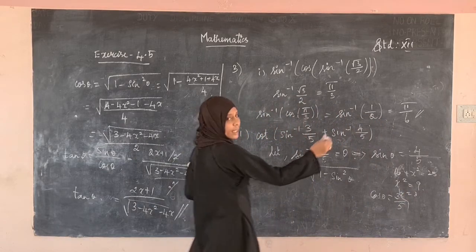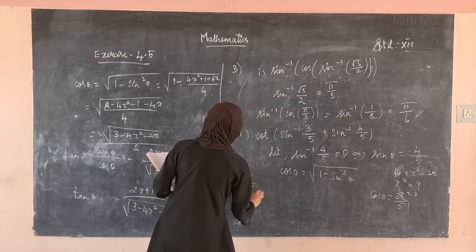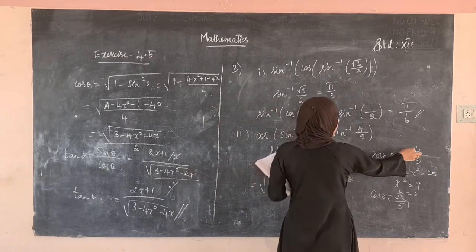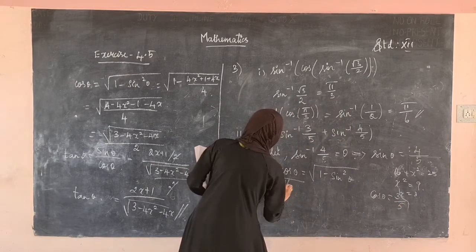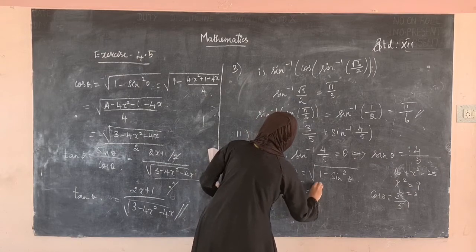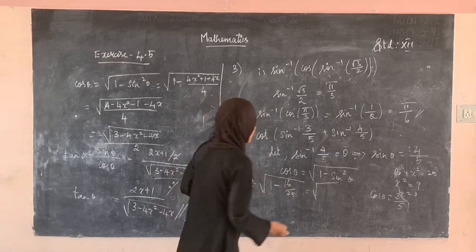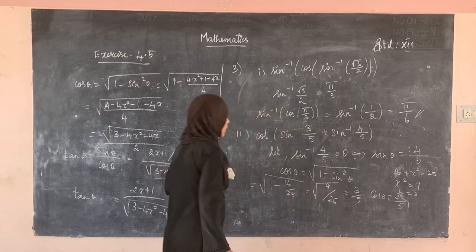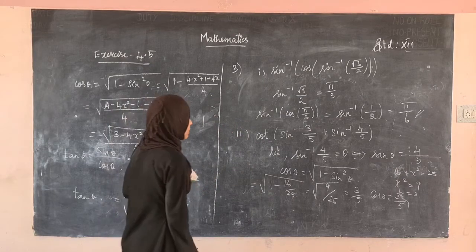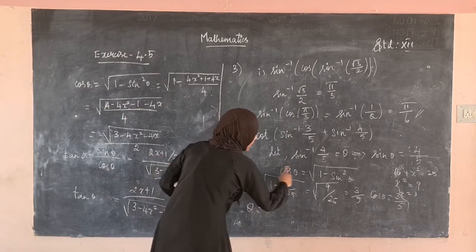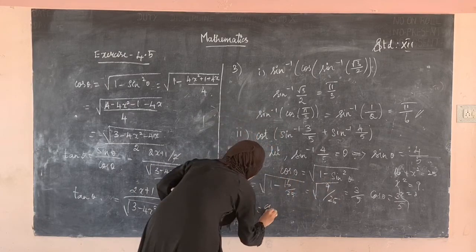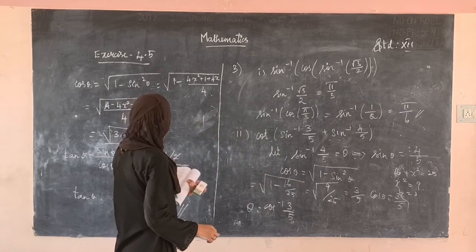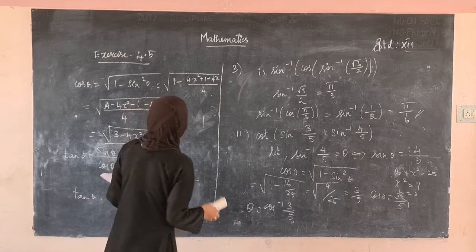Yes, we can find it either by that method or this method also. What's the value? Cos theta is root of 1 minus sin square theta. Sin square theta becomes 16 divided by 25, so it is root of 25 minus 16 over 25, which is root of 9 divided by 25, equal to 3 divided by 5. Okay, cos theta's value is 3 divided by 5. Then from this, cos theta equal to 3 by 5 means theta is equal to cos inverse of 3 divided by 5.